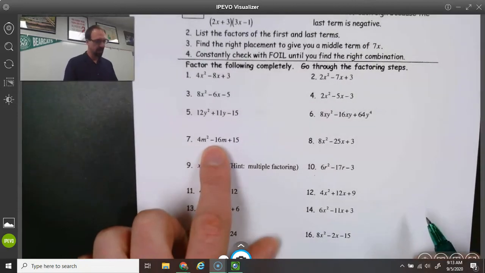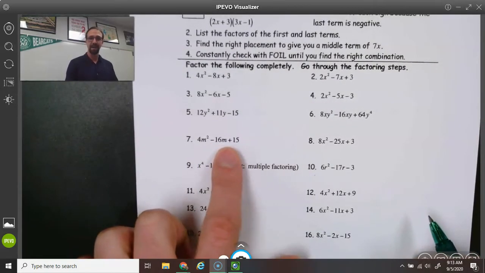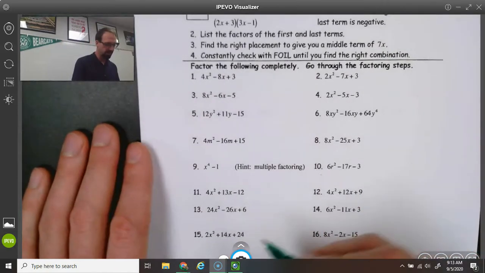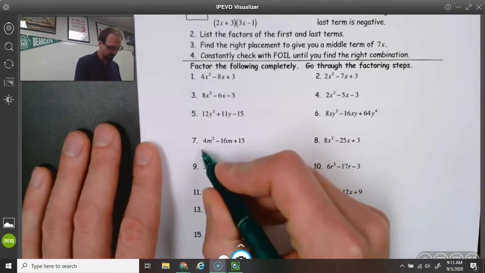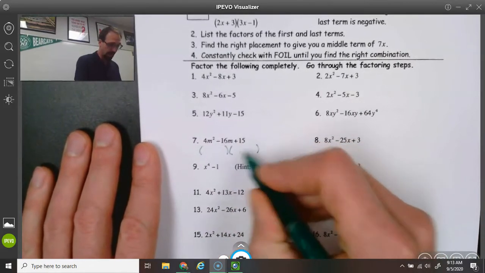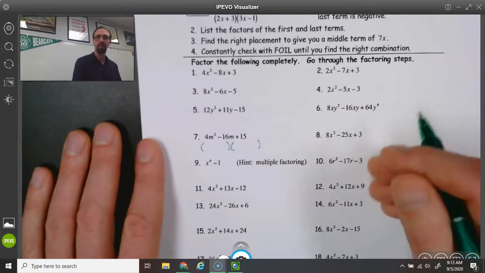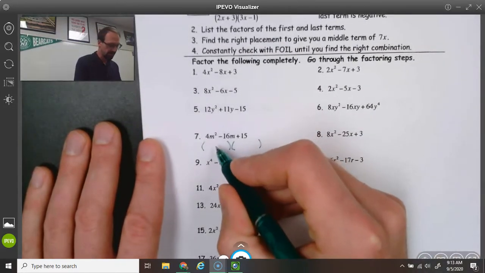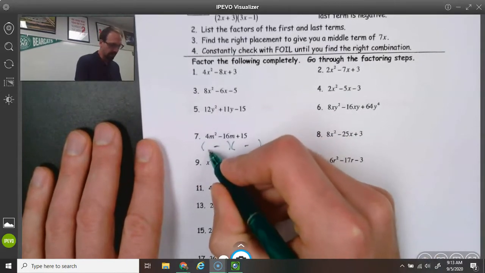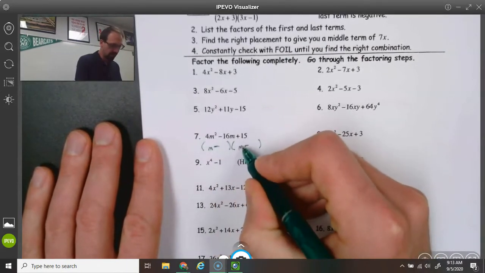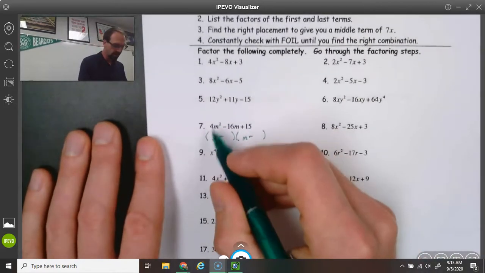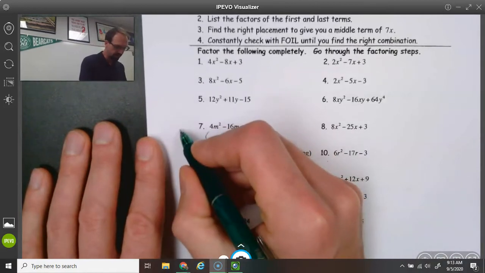So we have 4m squared minus 16m plus 15. The first thing that I want to do is set up my parentheses and my signs. Because we have a positive in the last part, I know that this is going to be negative, negative, negative, negative. And I know that my variable here is m, so I'm going to fill that in as well. Next thing I'm going to do is list my factors of my first and last terms.